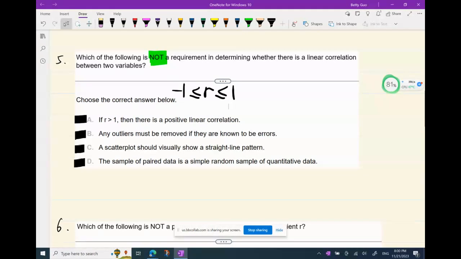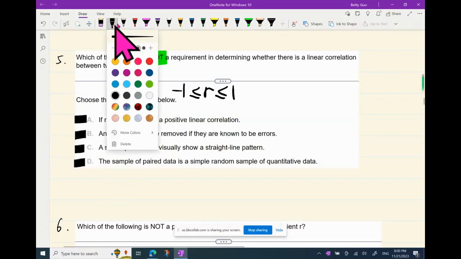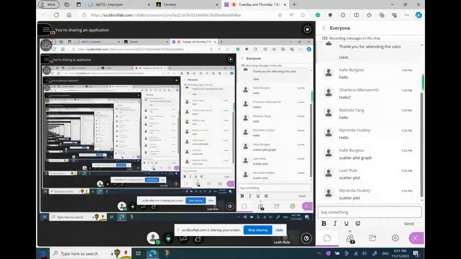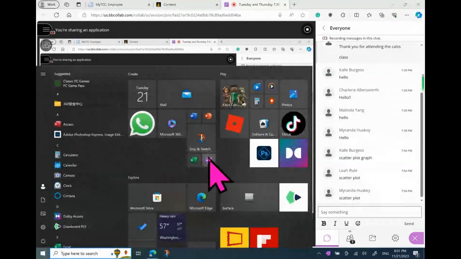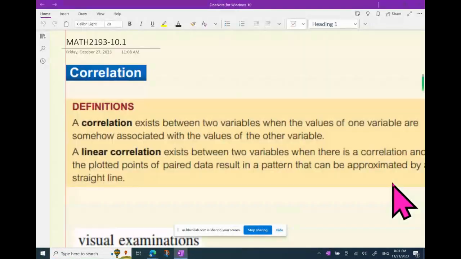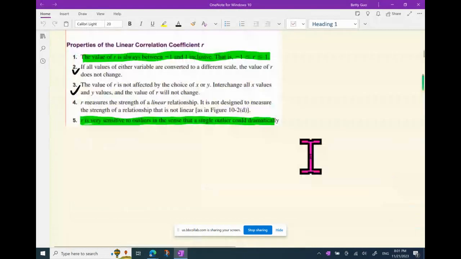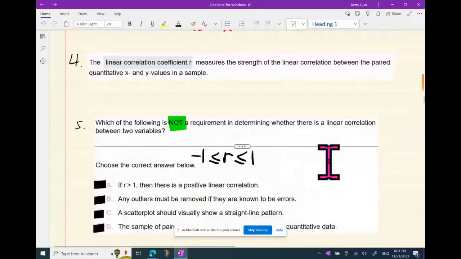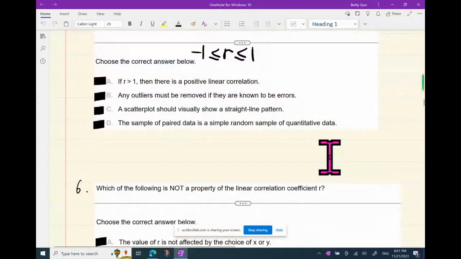For some reason, my stylus is not working. Let's see. Let me restart this to see if I can fix it. Let me see.